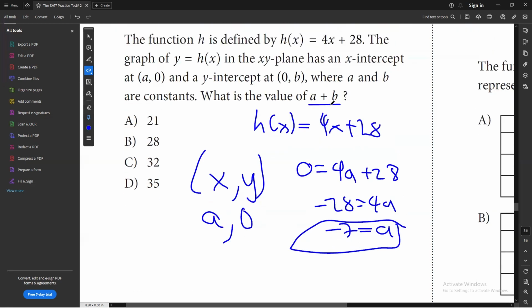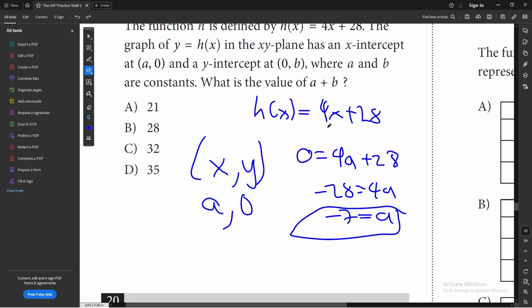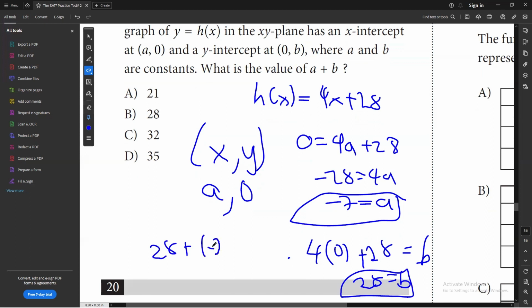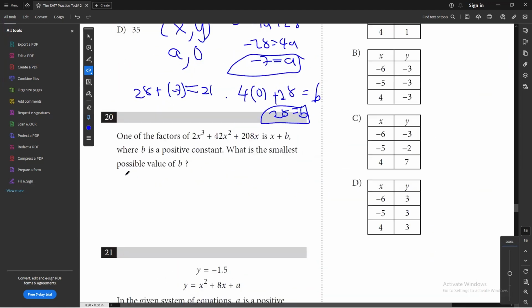And the question is asking a plus b. Now let's solve for b. Its x is 0, and we don't know the b, so we're just going to plug 0 inside there, and 4 times 0 plus 28 is equal to our b. So 4 times 0 is 0, so 28 is equal to our b. So 28 plus negative 7 is going to be equal to 21. Answer choice A.